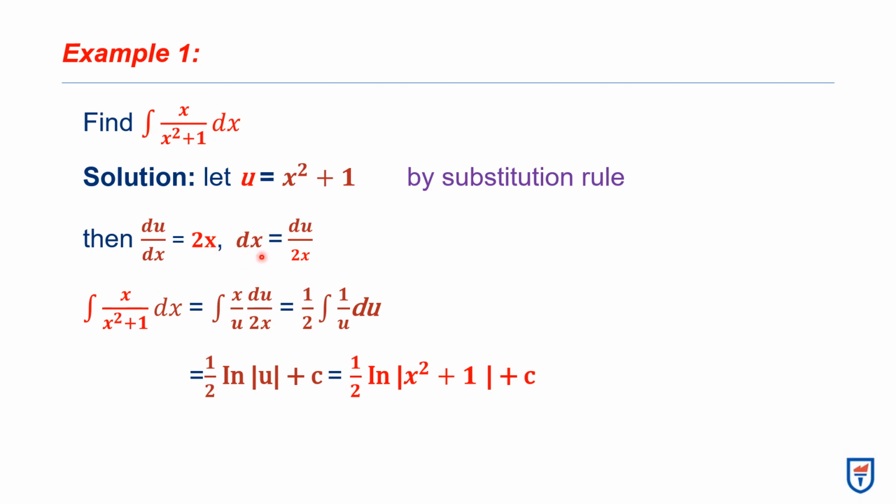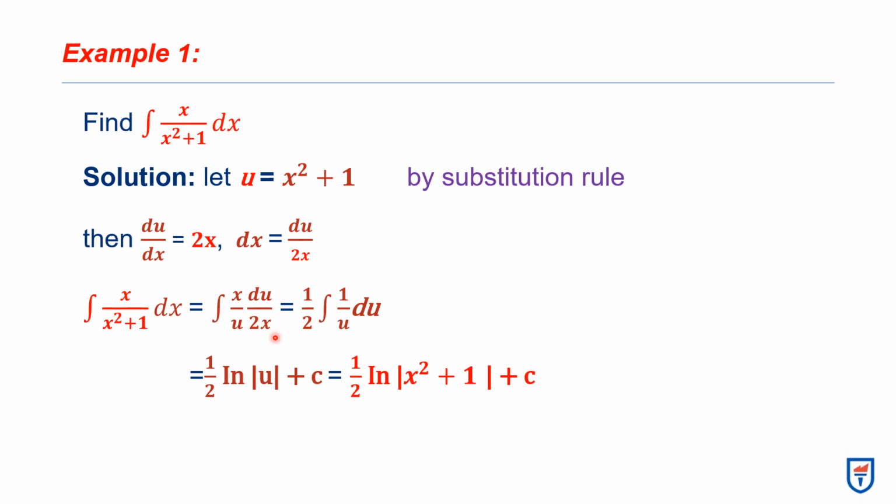Then we make dx the subject of the formula. When we make dx the subject of the formula, we cross multiply, and we find dx as du over 2x. And then in our original integration function, which is x over x to the power 2 plus 1 dx, we put u in place of the denominator. So we're going to have integration of x over u, and in place of dx, we're putting du over 2x.